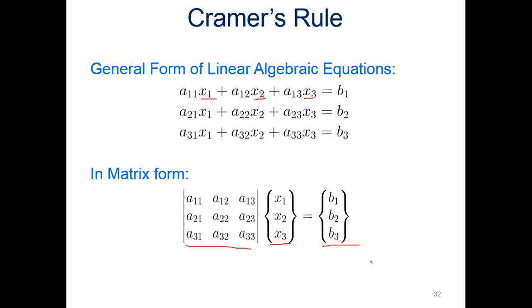What Cramer's rule says, so remember A and remember B. A is our square matrix, B is our vertical matrix. What Cramer's rule says is we can find what x1 is by taking the total A matrix and the determinant of it in the denominator, and in the numerator we replace the first column with the B values.